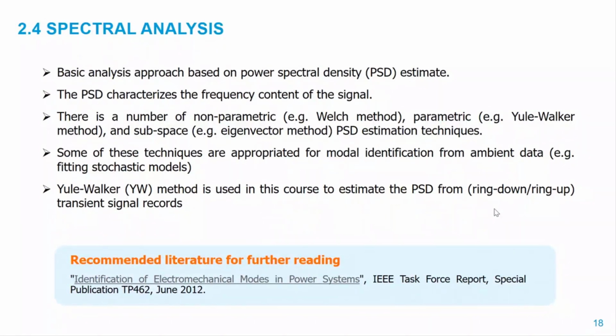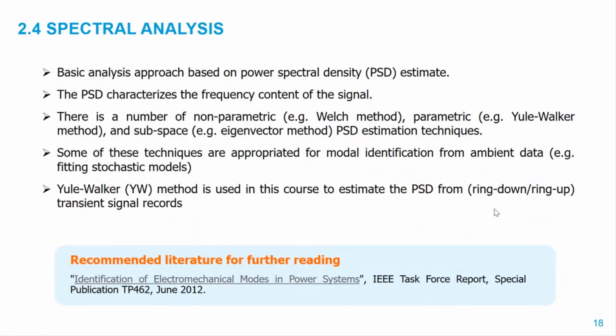Then we would like to know how to estimate the parameters of the oscillations. First, what we could at least expect to have is to know what is the frequency of the dominant oscillation. In our case, we can do that by using spectral analysis, which has the principle of estimation of the power spectral density, which characterizes the frequency content of a given signal record. There are different methods to do this PSD estimate, power spectral density estimate. We have non-parametric methods like the Welch method, parametric methods like the Yule-Walker, and subspace methods like the eigenvector method.